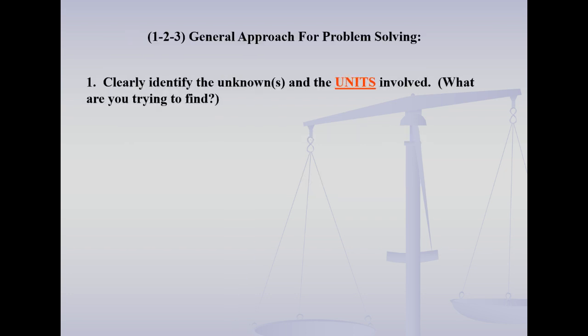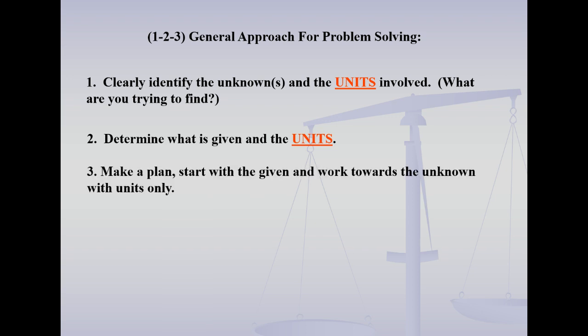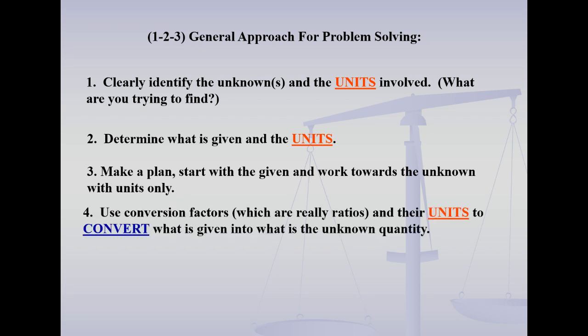First, we have a 4-step general approach for problem solving. The first step is to clearly identify the unknown, maybe unknowns as the problem may have, and the units that are involved. Second is to identify the given and its units. Third is to make a plan, start with the given and work towards the unknown with the units only. And last is to actually solve the problem, use the conversion factors, which are the ratios, and their units to convert what is given into what is the unknown quantity.